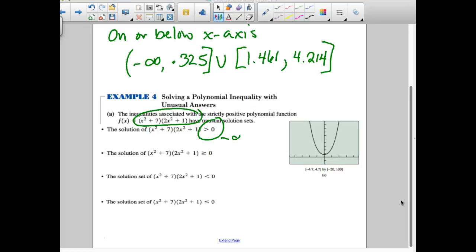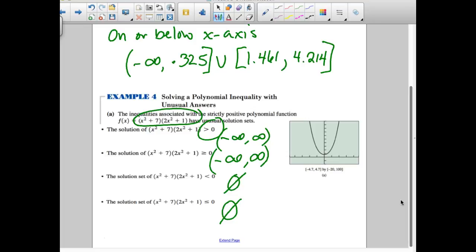So I would say negative infinity to infinity. Where is my polynomial greater than or equal to 0? Same thing. Where is my polynomial less than 0? Nowhere. So we say there's no solution to that. Where is it less than or equal to 0? Nowhere. All right.